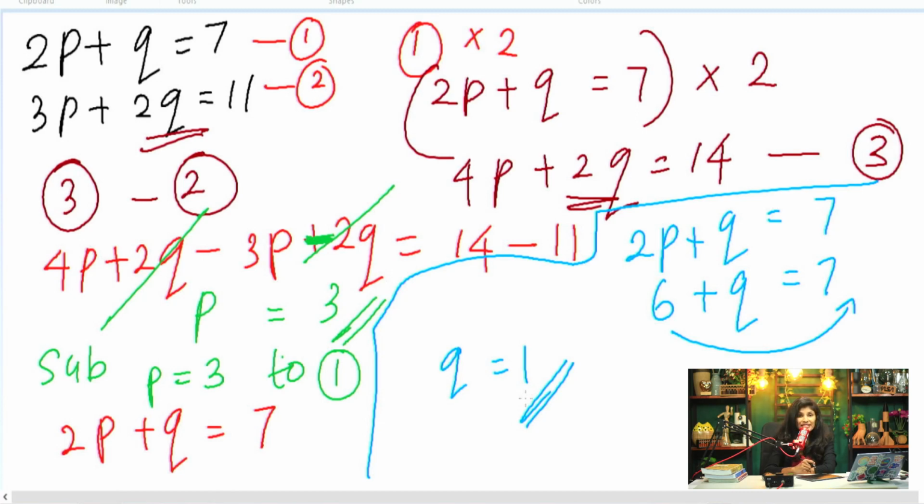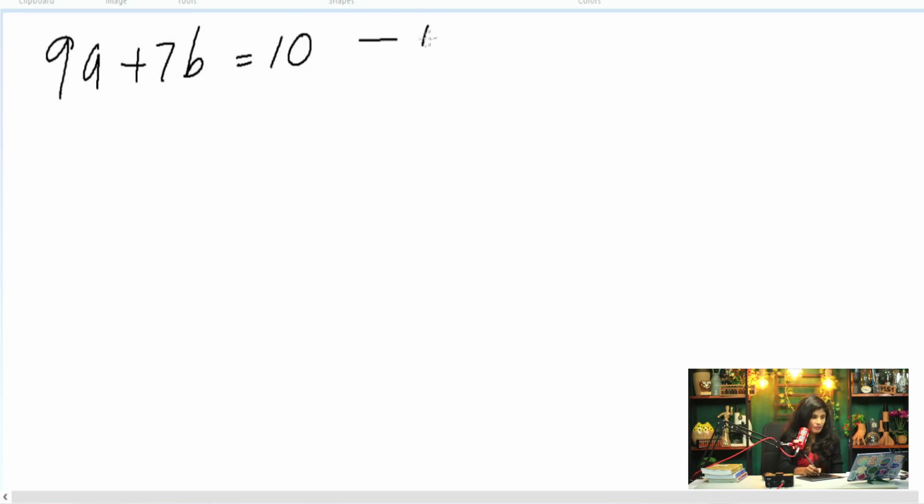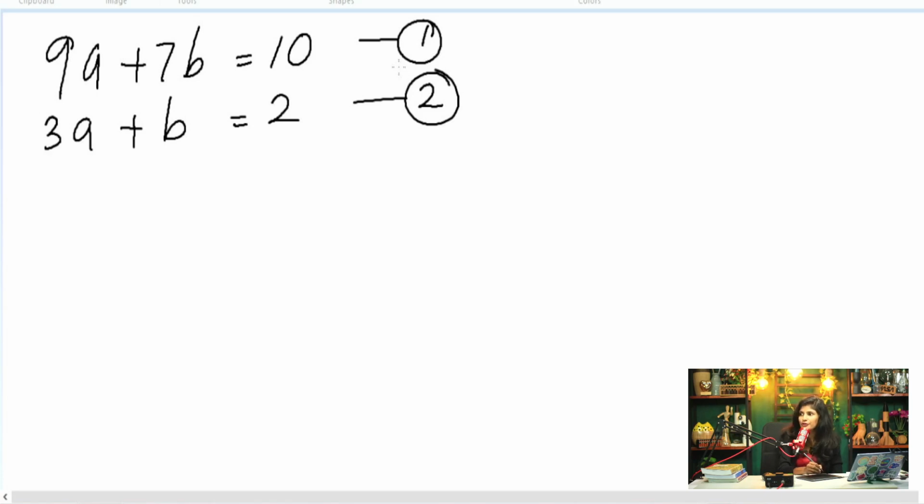The thing we did differently in this question is we made a new equation to simplify one variable. So our next equation is 9a plus 7b equals 10. This is equation number 1. And equation number 2 is 3a plus b equals 2.